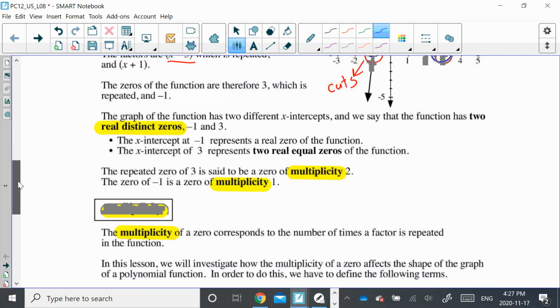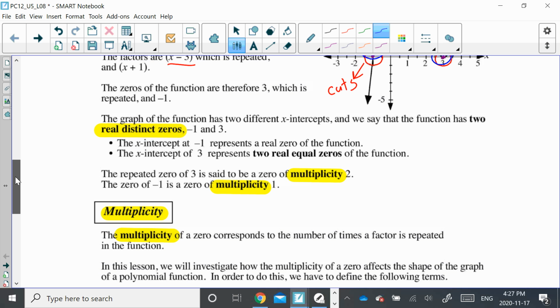Okay, so let's talk about something called multiplicity. First of all, let's rewrite the polynomial function we just did: p of x is equal to x plus 1, and then x minus 3 squared. You have to be able to state what the multiplicities are. The first thing, I always like putting a 1 here, because you can then easily look at this and tell me the degree of this polynomial function. The degree is 2 plus 1, which is 3, so this is a 3rd degree polynomial function.